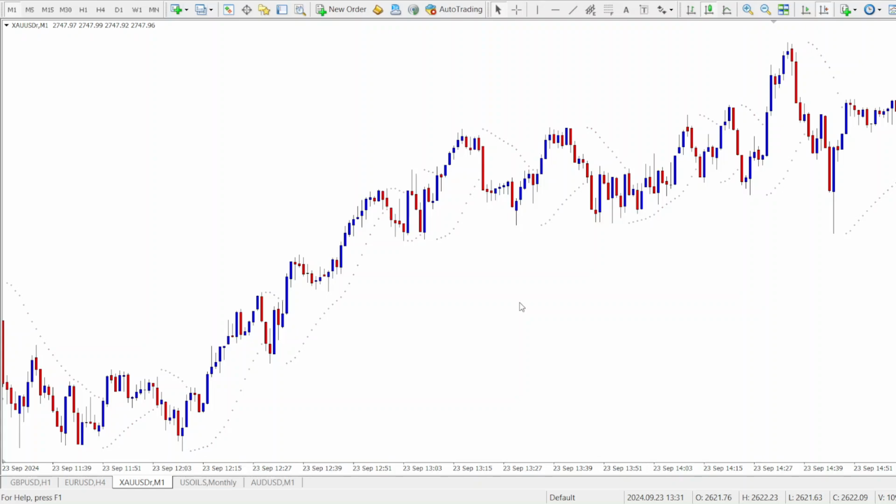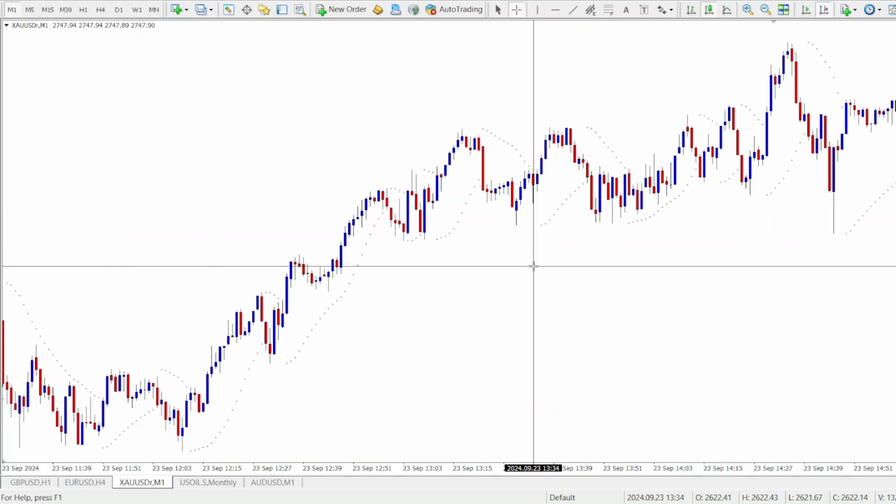First off, let's quickly recap what the parabolic SAR is. SAR stands for stop and reverse. This indicator helps traders identify potential reversal points in the market by placing dots above, as we can see on the chart, that is for bearish reversal, and below for bullish reversal.